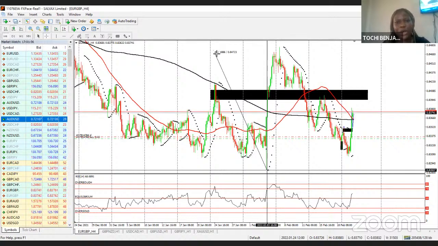So I might not consider that 2. I can use that as a psychological number also, knowing that the 3 is the pipette. So this is what this tool gives you: the percentage move, the pipette or the point move, then the price at that level.